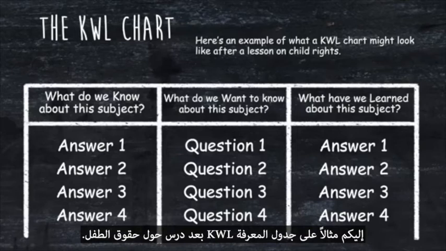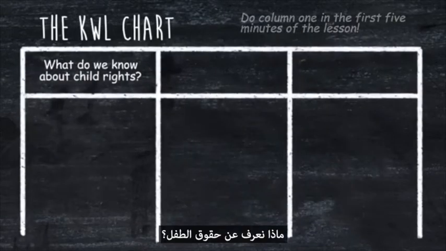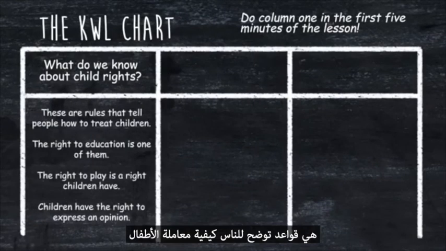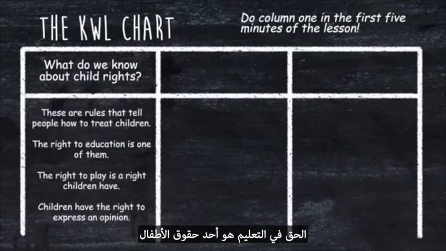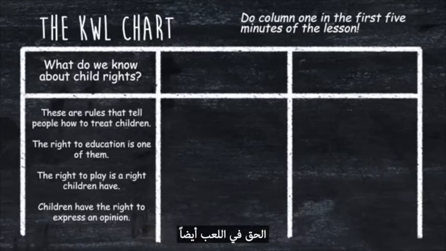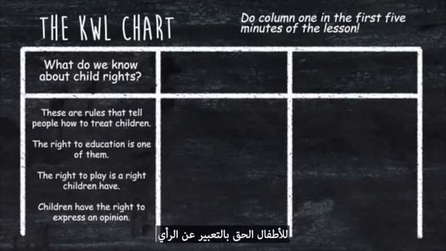Here's an example of what a KWL chart might look like after a lesson on child rights. What do we know about child rights? These are rules that tell people how to treat children. The right to education is one of them. The right to play is a right children have. Children have the right to express an opinion.